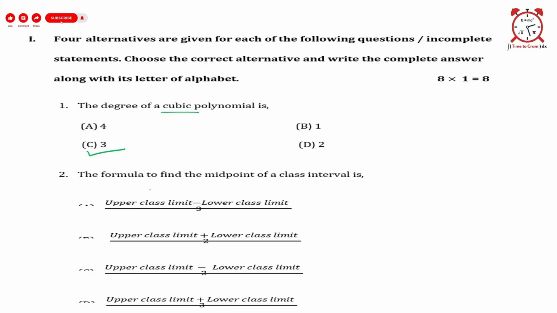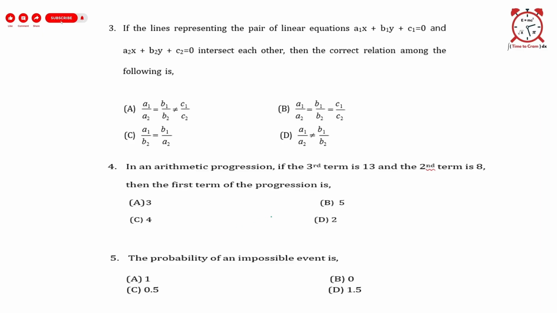Question number 2, the formula to find the midpoint of a class interval is dash. So the formula to find the class interval midpoint is option B, upper class limit plus lower class limit divided by 2.